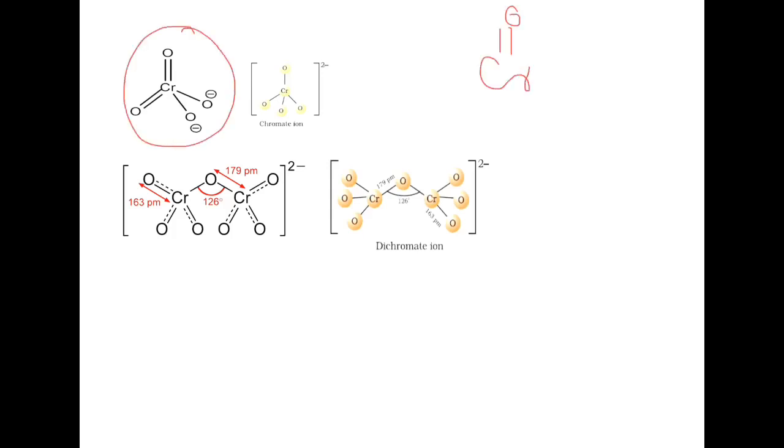Cr double bond O, O minus, O minus. Resonance is possible among them. So in all cases the chromium-oxygen bonds possess the same bond length. In chromate, the bond length of Cr-O remains the same because of resonance. Then what is the structure of a dichromate?